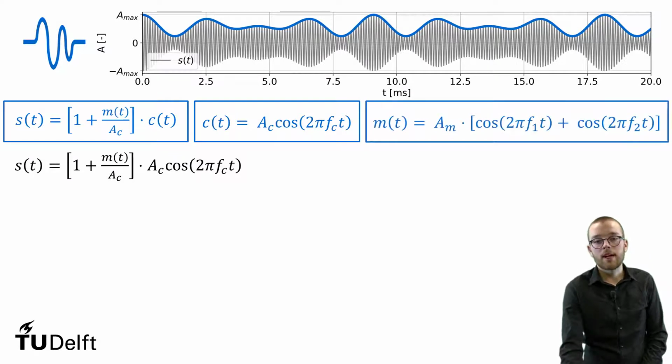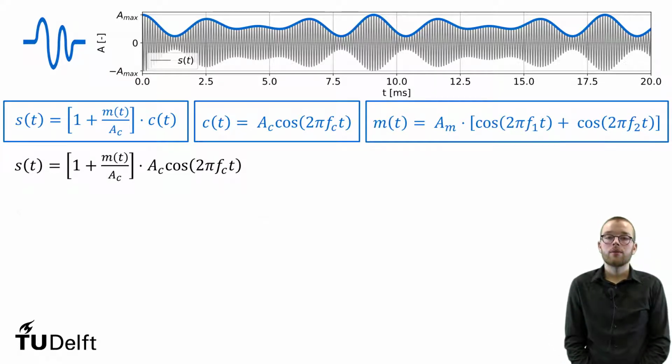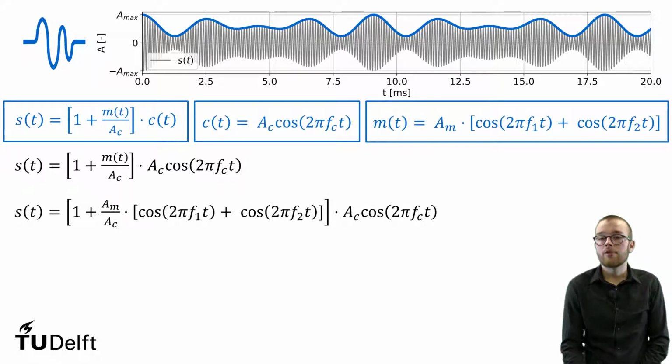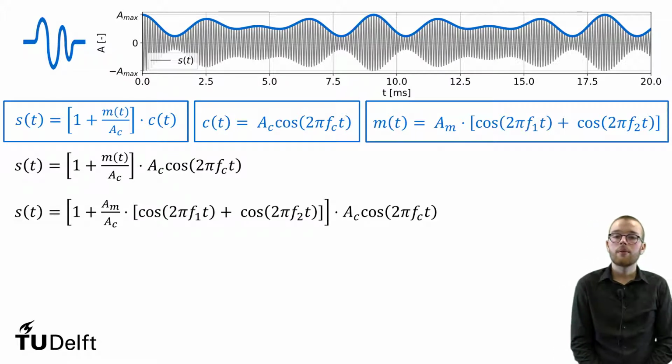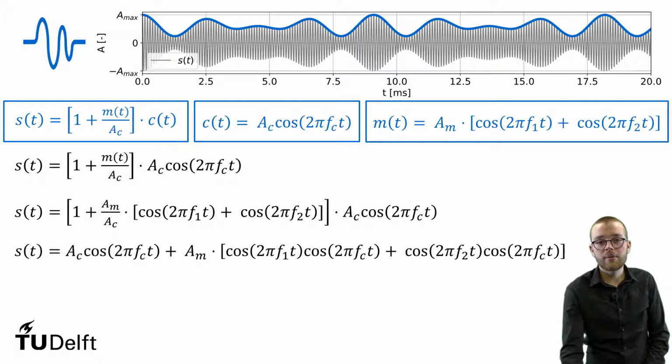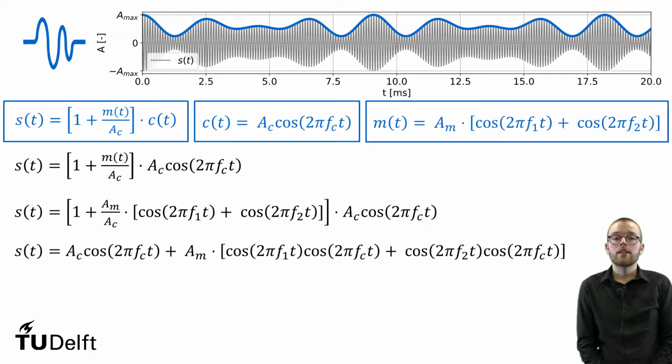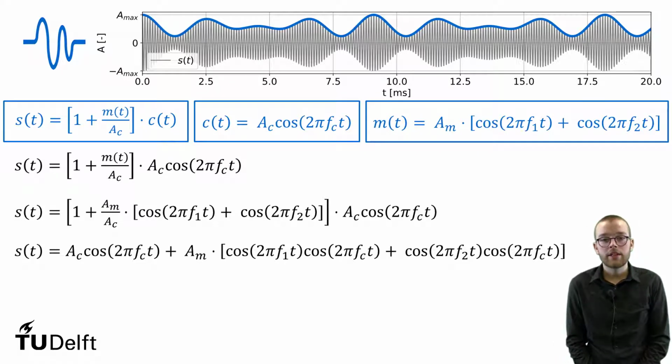The same principle can be applied to our modulating signal. The modulating signal we found before can be plugged in to replace m of t in our signal. Now we can rearrange some terms to find that our final AM signal is given by AC times the cosine of 2 pi fc t plus AM times the sum of two cosine products. Please try this mathematics out for yourself to see whether you find the same answer as well.